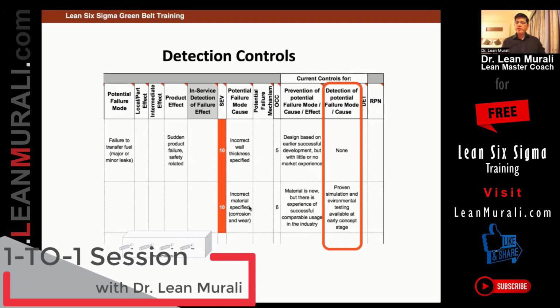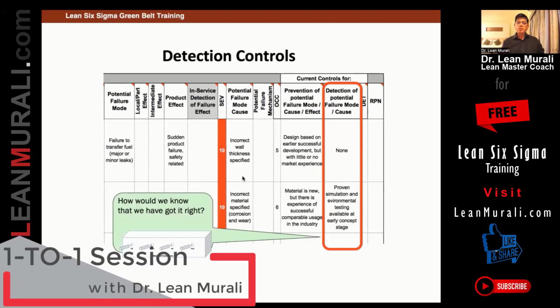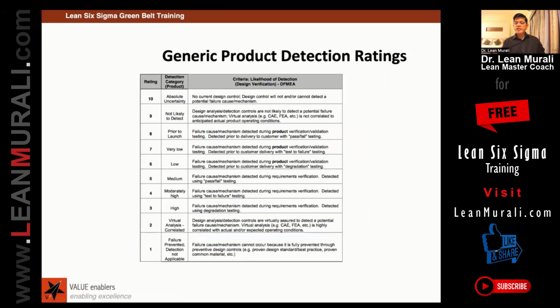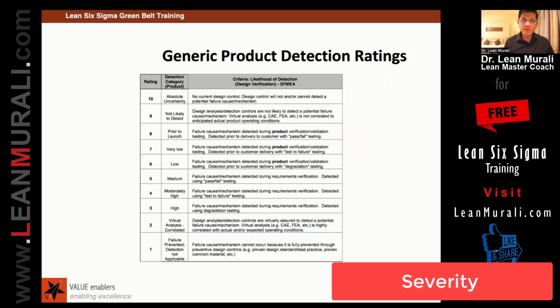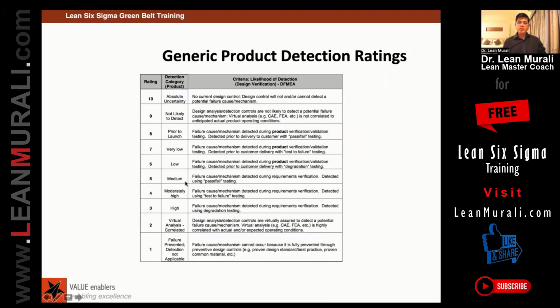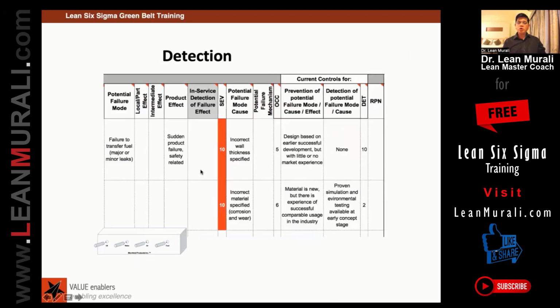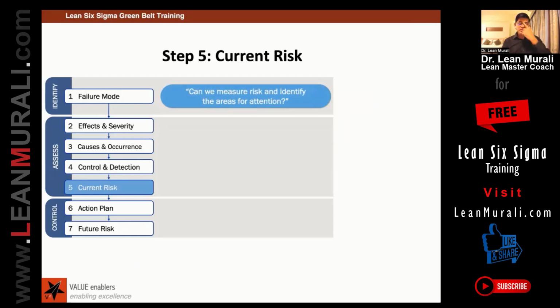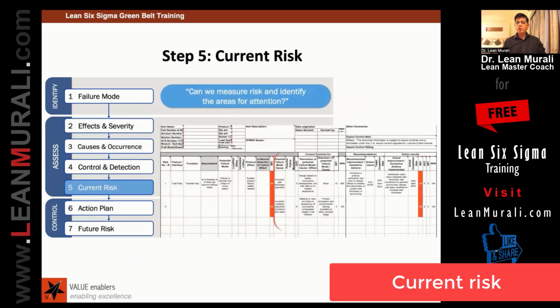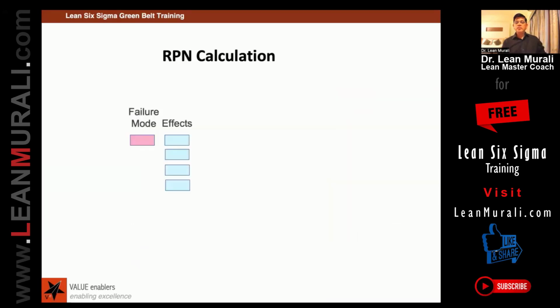Generally, it's very difficult to repeat these things, okay? So in the generic product detection rating, you have this type of scoring, just like we had in severity and occurrence. We have it in detection also. Then step number 5 is current risk. How do you assess the current risk? Now, this is a very, very important part. So let me explain this RPN calculation a little slowly.